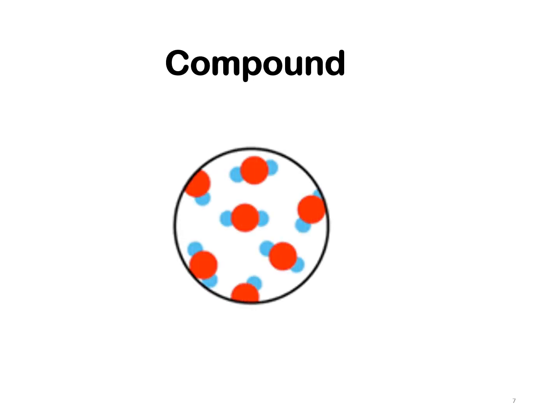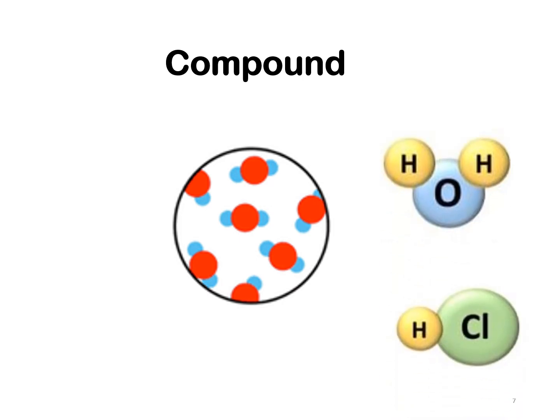Whereas, what is a compound? A compound is the combination of more than one type of element. Here you can see that there are two types of elements combined chemically. Two or more types of elements combined chemically are known as a compound, like H2O, water, and HCl, hydrochloric acid. There is more than one type of element in a compound.